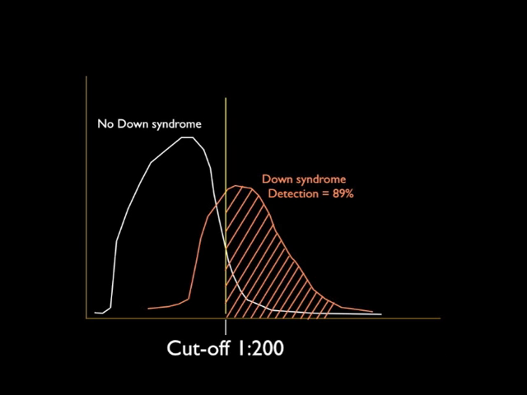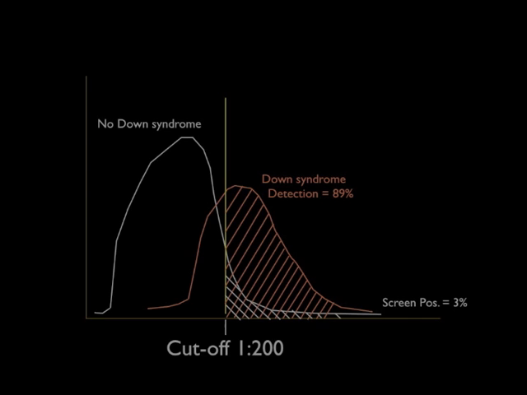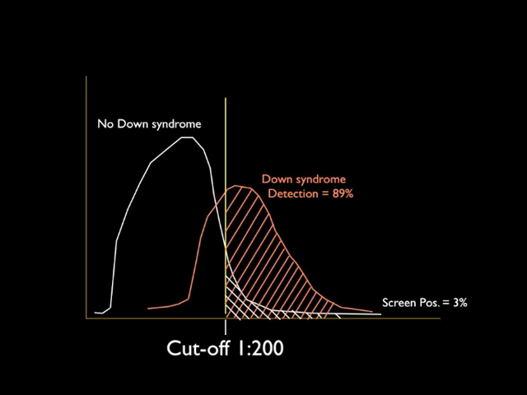The orange shaded area shows all of the women carrying a Down syndrome baby who are called screen positive. This is 89% of all the women with Down syndrome. My curves are cartoons, remember, but you get the idea. So at the cutoff of 1 in 200 risk, we have detected or identified 89% of the women carrying a Down syndrome baby.